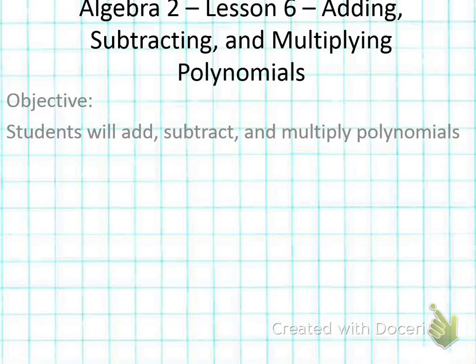Okay, this is lesson 6, adding, subtracting, and multiplying polynomials. Our goal today is students will add, subtract, and multiply polynomials. We should have done this already in Algebra 1, but we're going to go over it again because we're going to be doing a lot of this basic adding, subtracting, multiplying, and dividing polynomials all year.